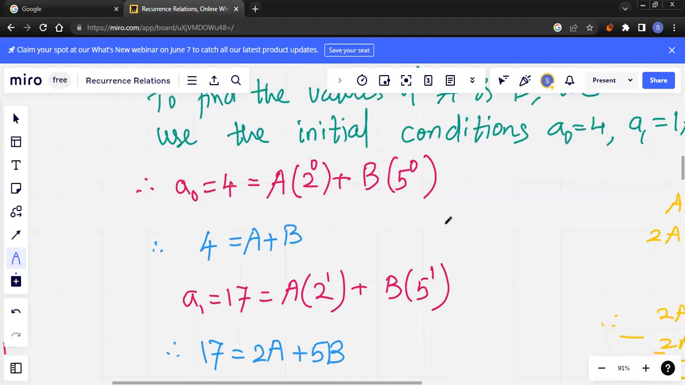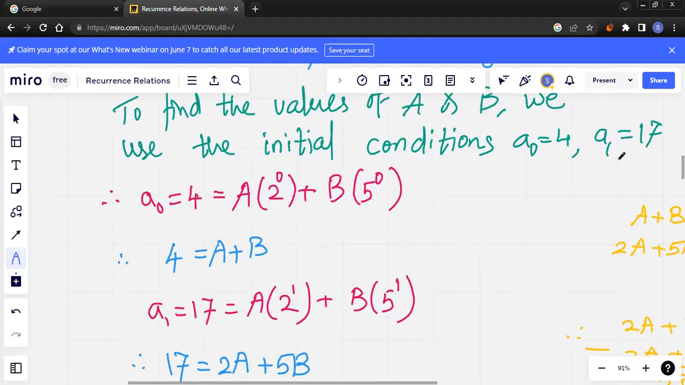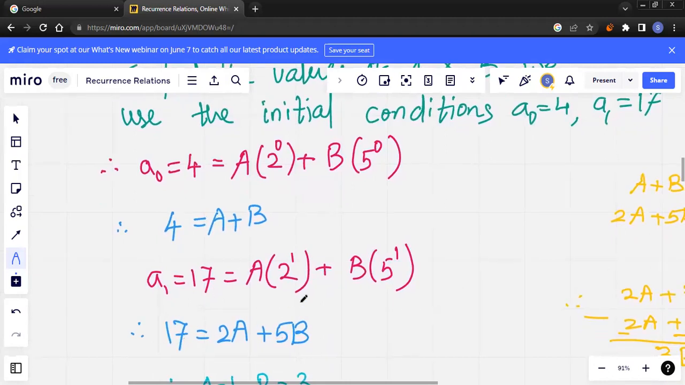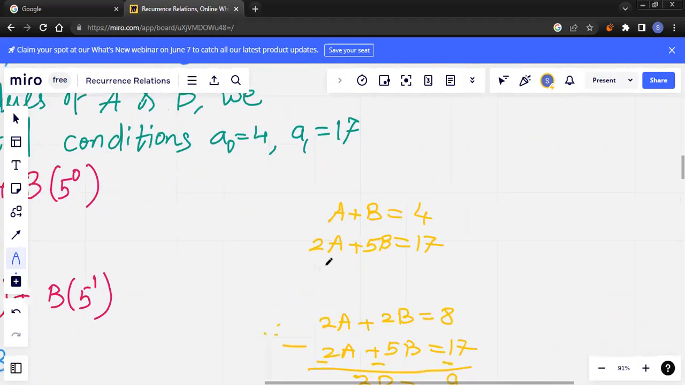Now, the second initial condition provided to us was a_1 equal to 17, meaning r equal to 1. The term for r equal to 1 will be 17. So this is what we have written, will be A into 2 raised to 1 plus B into 5 raised to 1. So what is it? 17 is equal to twice A plus 5B. So we have carried that equation here. Twice A plus 5B is equal to 17.